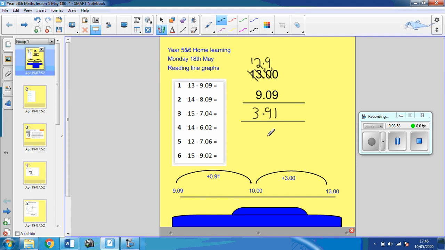Pick the one that you think is suitable for you. Maybe have a go at both methods when you're answering these. Have a go at them and I'll be back shortly.